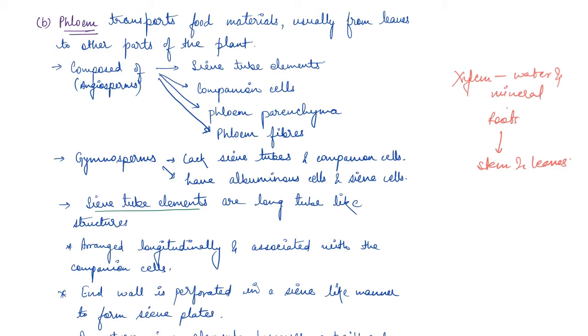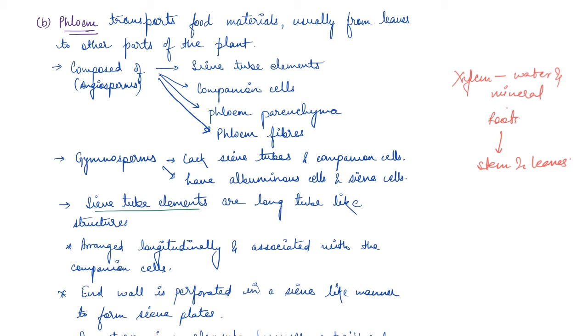Now, again, phloem in angiosperms is composed of different elements. What are these elements? There are four elements again. The first one is sieve tube element. Then we have companion cells, phloem parenchyma and phloem fibers. As we saw in xylem, there were four different elements, in the phloem of angiosperms again we have four different elements: sieve tube, companion cells, phloem parenchyma, and phloem fibers.